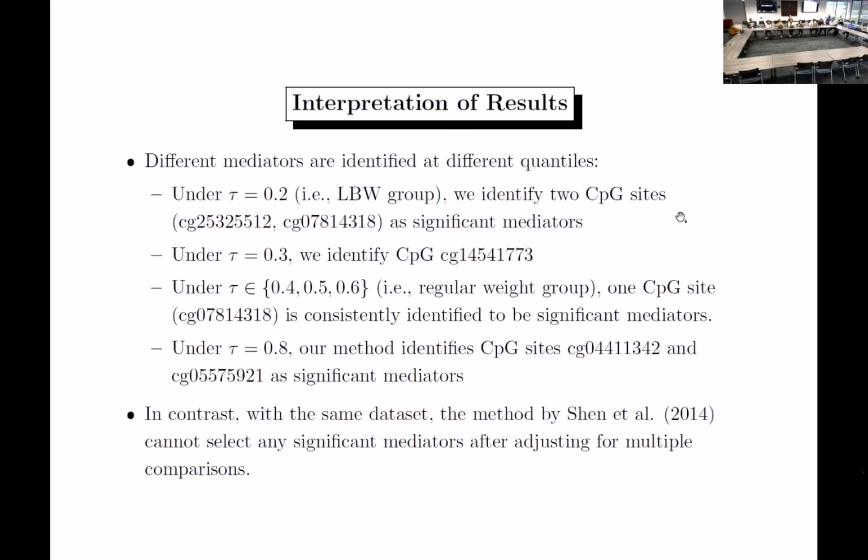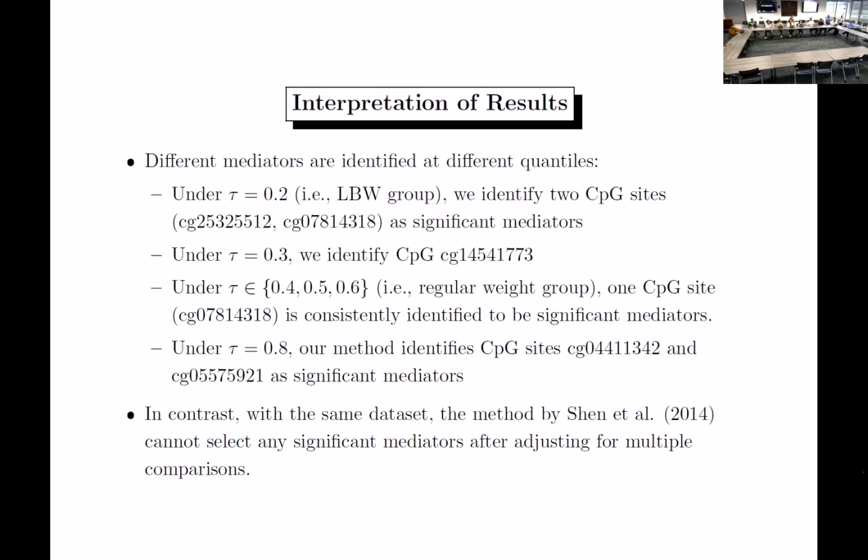So we see the different mediators are identified at different quantiles. At tau equals 0.2, the low birth weight group, we identify 2. At tau equals 0.3, we identify another one. In the regular weight group, 1 CpG is consistent. But at tau equals 0.8, our method identifies these 2. If you apply Shen et al.'s method to this data set, you will not identify any significant mediators after you adjust for multiple comparisons.